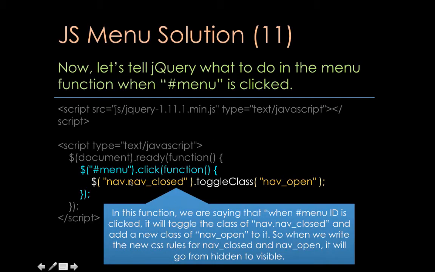Okay, so here's what we're going to end up putting inside of it. It says basically when menu is clicked, we're going to toggle a class, meaning we're adding a class to the nav element. Specifically, it's the nav element that already has a class of nav closed. Later we're going to add a CSS rule that's going to do the whole hiding and showing thing.